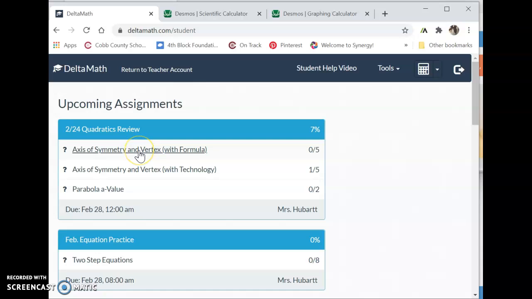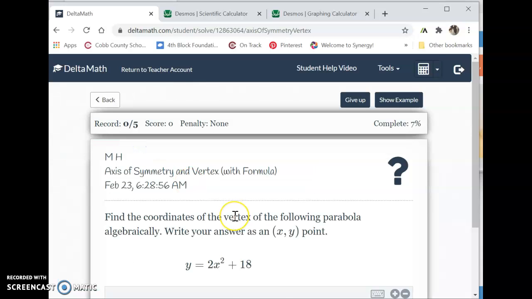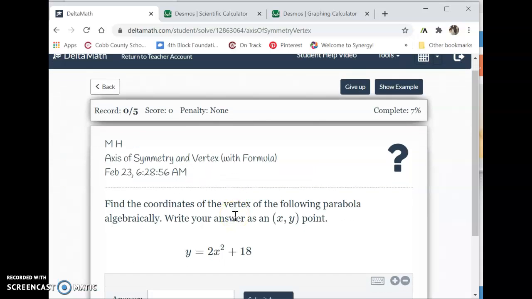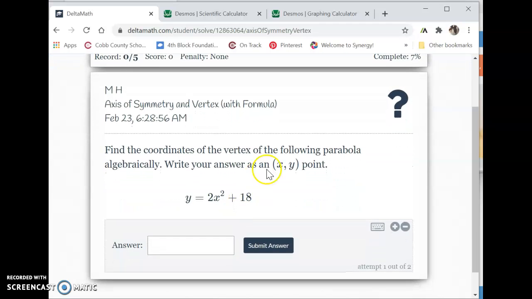So you're going to click on the first assignment. And you need to find the coordinates of the vertex of the following parabola. So you have to read carefully. You're either going to need to find the vertex, or you're going to need to find the axis of symmetry. Okay, so to find the vertex, first you have to find x.